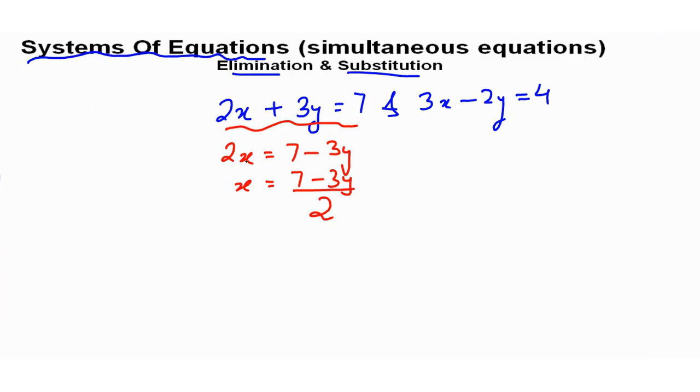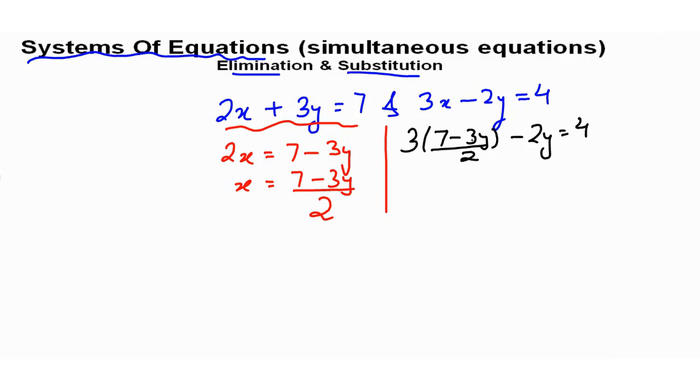We find the value of a variable using one equation. Then we place that value inside the other equation. We can't find it by the same equation. We always need as many equations as we have variables. So we have two variables, so we need to use these two equations to solve it. So we'll substitute the value of x in this equation. So we'll get 3, and instead of x, we are going to replace it by (7 minus 3y) by 2, minus 2y equals 4.